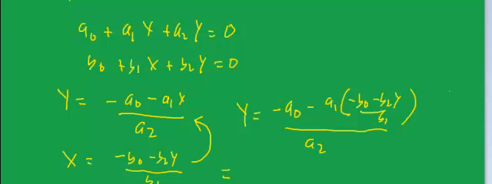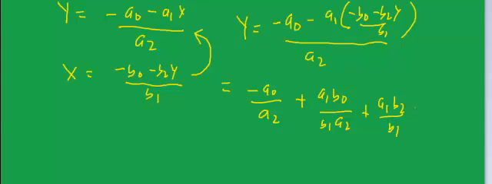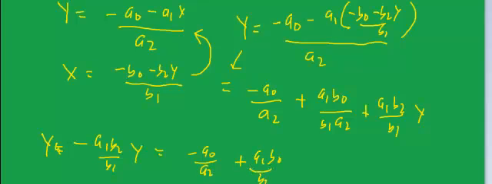So it's equal to, let me get some more blackboard here, negative a0 over a2, let's say plus a1 b0 over b1 a2, plus a1 b2 over b1 y. Okay, the next step is to collect terms in y. So we're still solving for y, so we move this over, so you get y minus a1 b2 over b1 times y is equal to negative a0 over a2 plus a1 b0 over b1 a2.